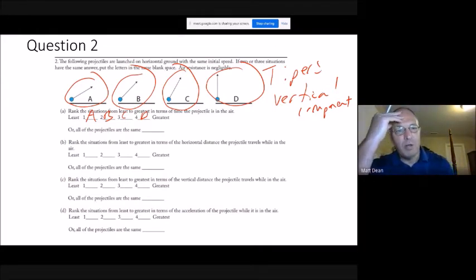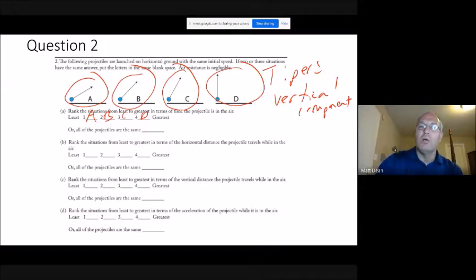All right, B. Rank the situations from least to greatest in terms of the horizontal distance traveled while in the air. All right, well, first of all, you guys, I hope, know that that one goes straight up. It doesn't go horizontally at all. So it's definitely going to be the least.